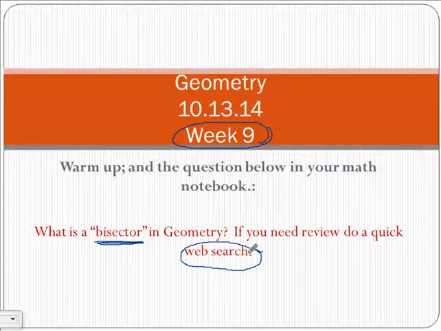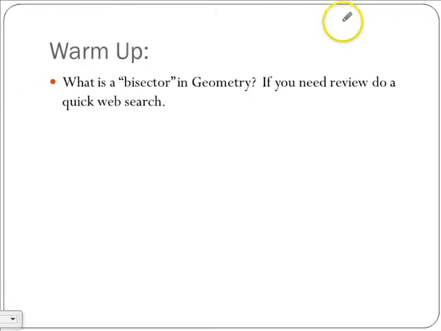If you don't remember what this word is, go ahead and type in what is a bisector in geometry. You will need to type in geometry in the search. Otherwise, you might get a different kind of definition that is not related to math. So go ahead, take some time to do that. If you need to click pause so that you can have time to do that, please do that now. So bisector, what does bisector mean in geometry?